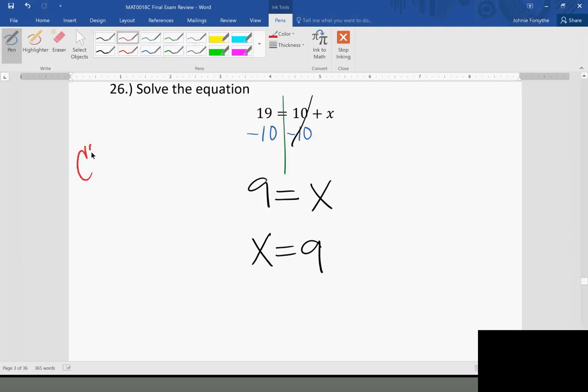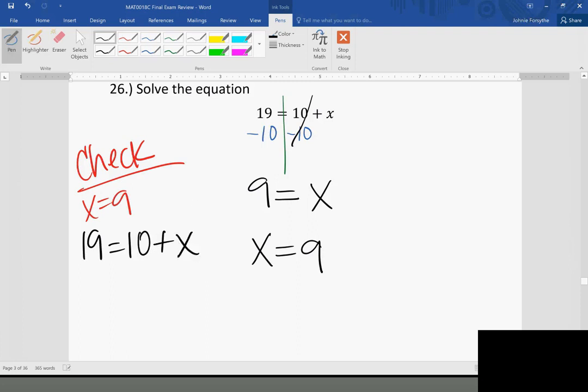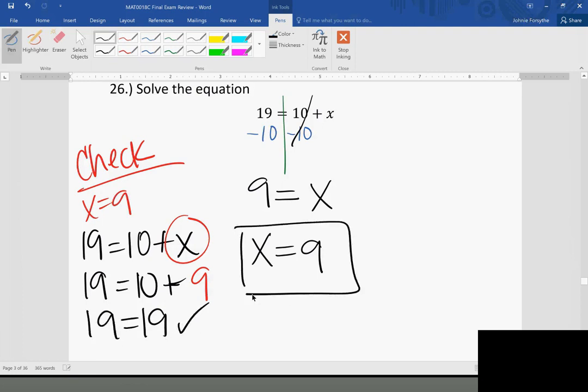Then I can always check my answer in any solution, any equation that I solve, by plugging x equals 9 back into your equation. So it was 19 equals 10 plus x. So I'm going to take this x equals 9 and plug it in for x. So I have 19 equals 10 plus 9. And 10 plus 9 is 19. So therefore, I know I have the correct answer of x equals 9.